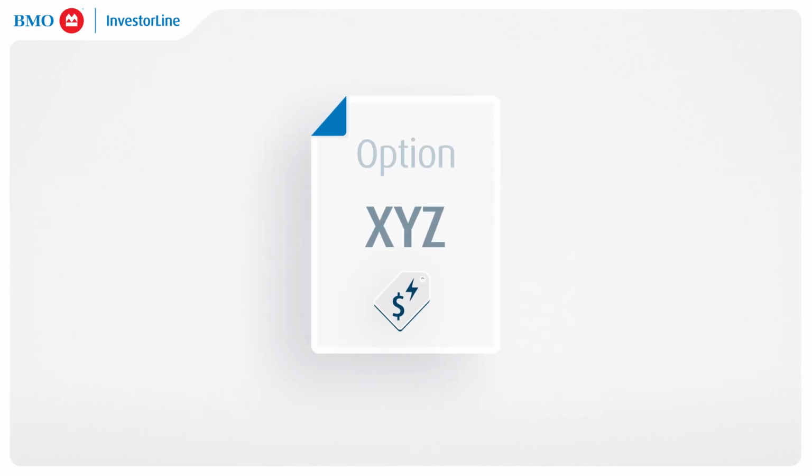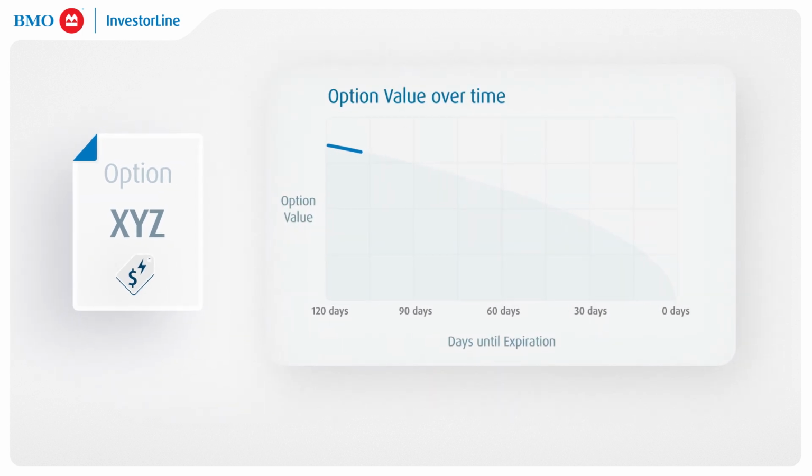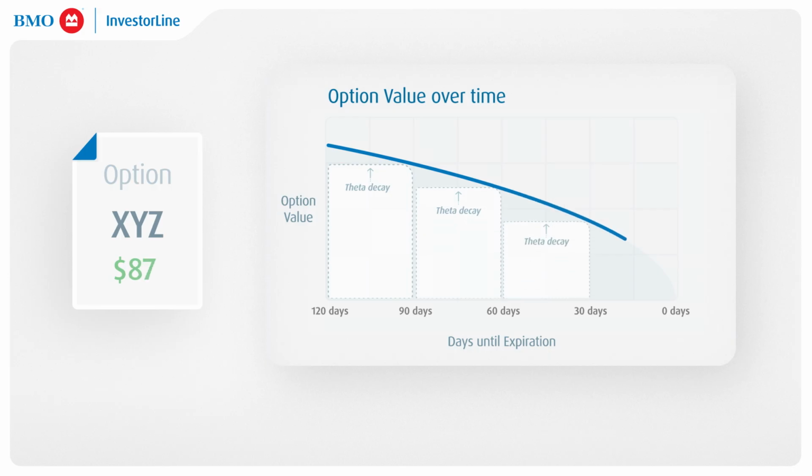Imagine you hold an option contract and the price of the underlying asset remains stagnant or does not move significantly in your favor. In this scenario, theta decay accelerates day by day, and your option steadily loses value. This is crucial to understand, as it can directly impact your overall profitability.